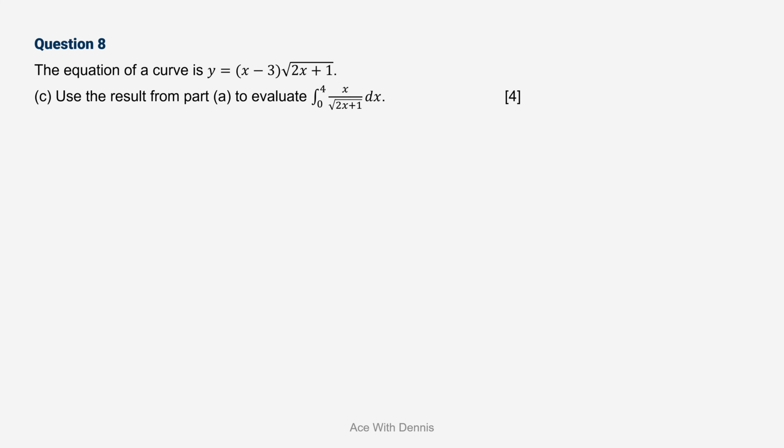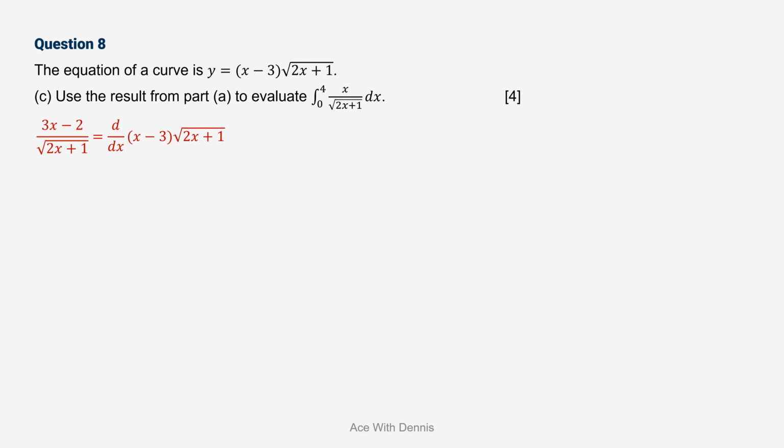C. Use the result from part A to evaluate the integral from 0 to 4 of x over the square root of 2x plus 1 dx. 4 marks. Okay, so this is the differentiation to integration case. From part A, (3x minus 2) over the square root of 2x plus 1 equals d/dx of (x minus 3) square root of 2x plus 1.